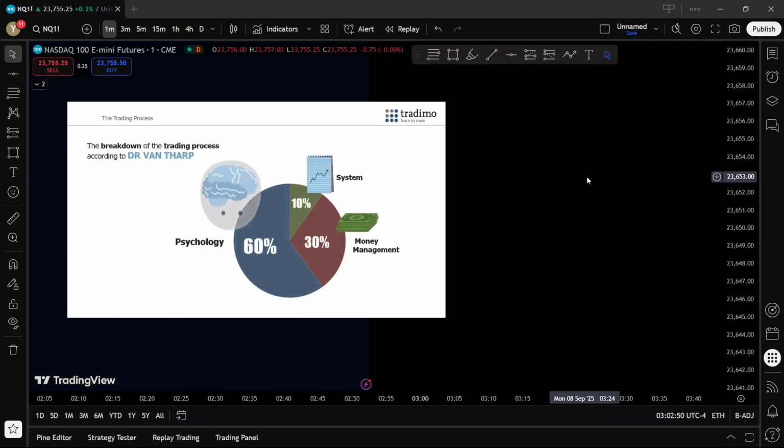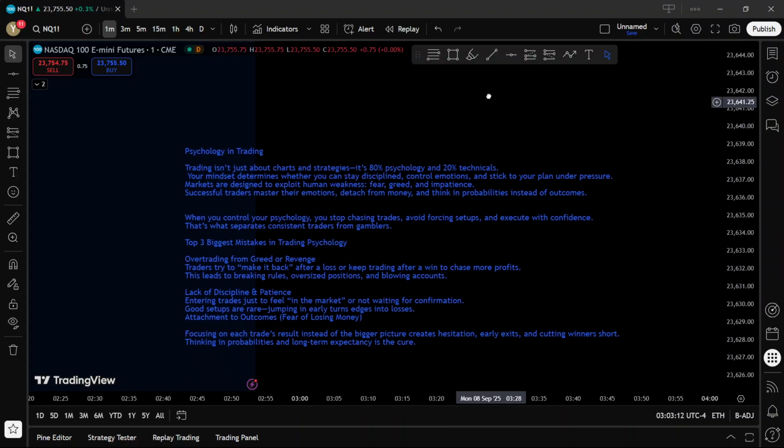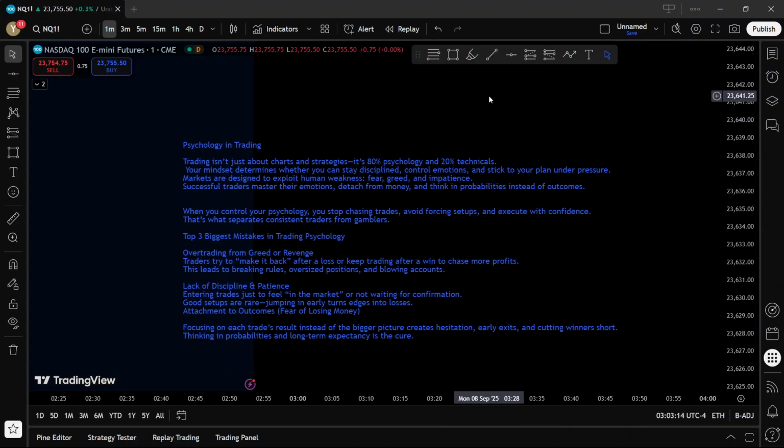And then we're going to come to, I think, the most important part of trading, which is the psychology. I think psychology could even be 90%, because genuinely, if you don't have a good psychology coming into trading, you're never going to make money. And if you do, it's because you're gambling 100%. So trading is not just about charts and strategies. It's 80% psychology and 20% technicals. So 80% psychology, 10% your strategy, and 10% your risk to reward or your money management.